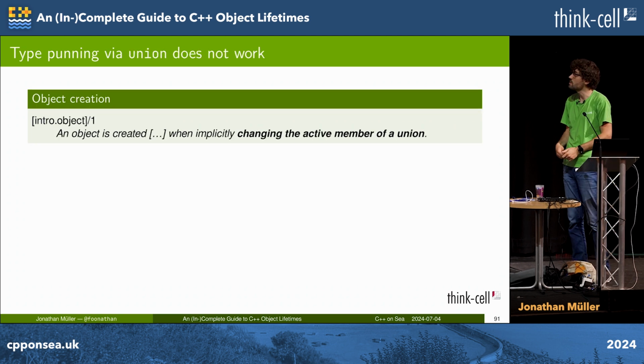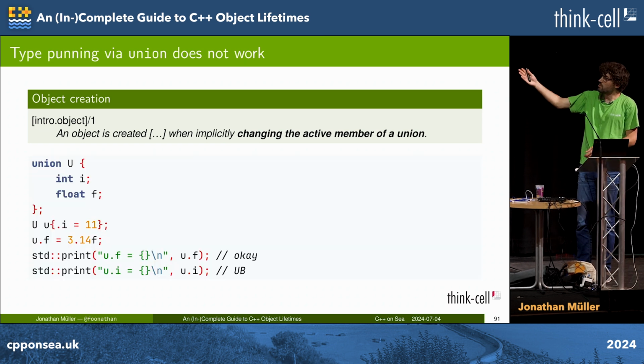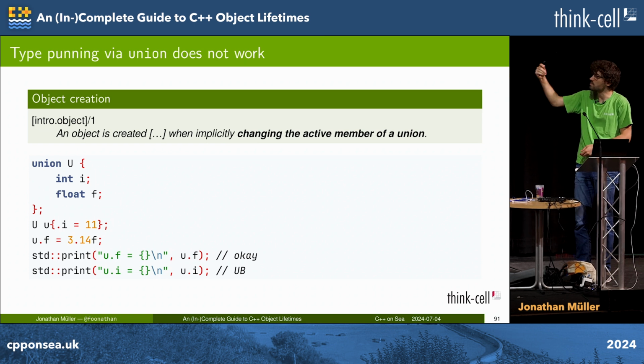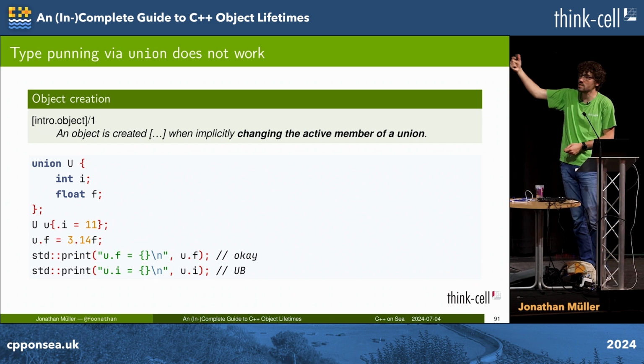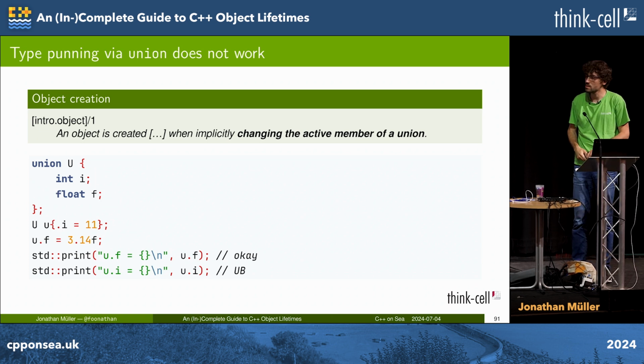So union is the final place to do type punning and also the final place where objects are created. So when you implicitly change the active member of a union, this creates additional objects. So we've got the union. First it's an int. We then change this to a float. And now we can access it as a float. This is okay because we implicitly created a float in there. But if we access the int again, this is undefined behavior because we don't have an int. We have a float at that address. So type punning via union does not work, unlike in C. Because in C we do a bunch more time travel.